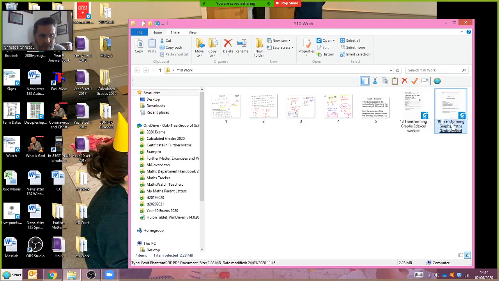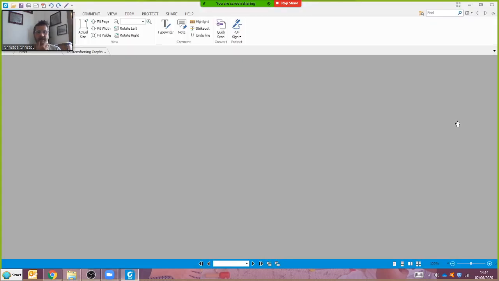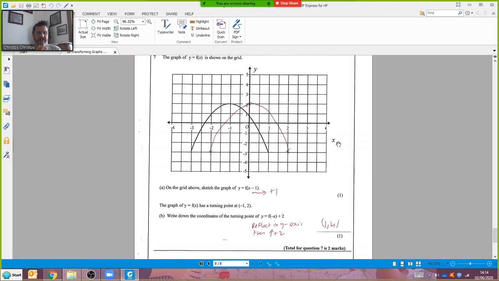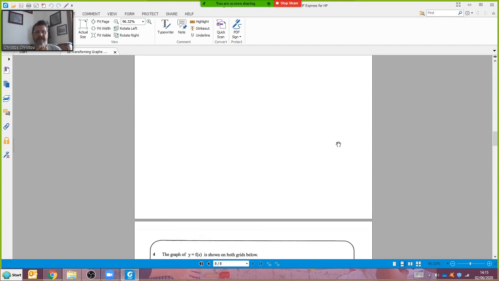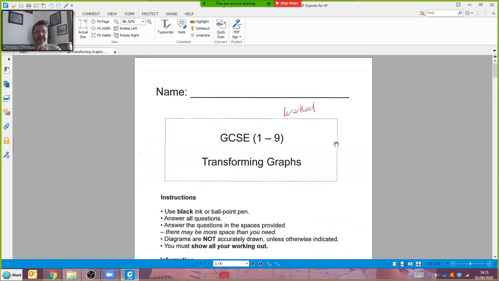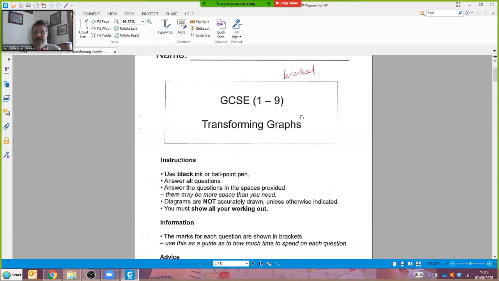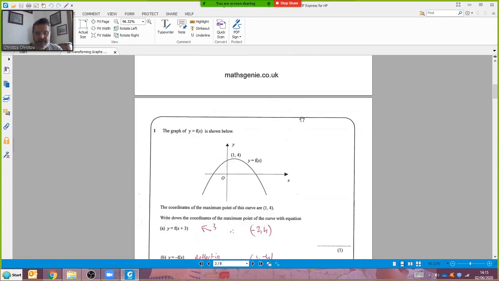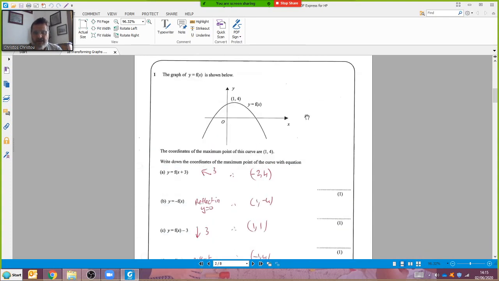And which one is it? That one. Do this one quickly as well, then we'll come back together. All of these questions are new spec compliant. I can tell it says 1 to 9 and not A to A star or something. Right, same sort of thing. We're moving points along. There's the maximum, (1, 4). I want to now just go a little bit bigger.